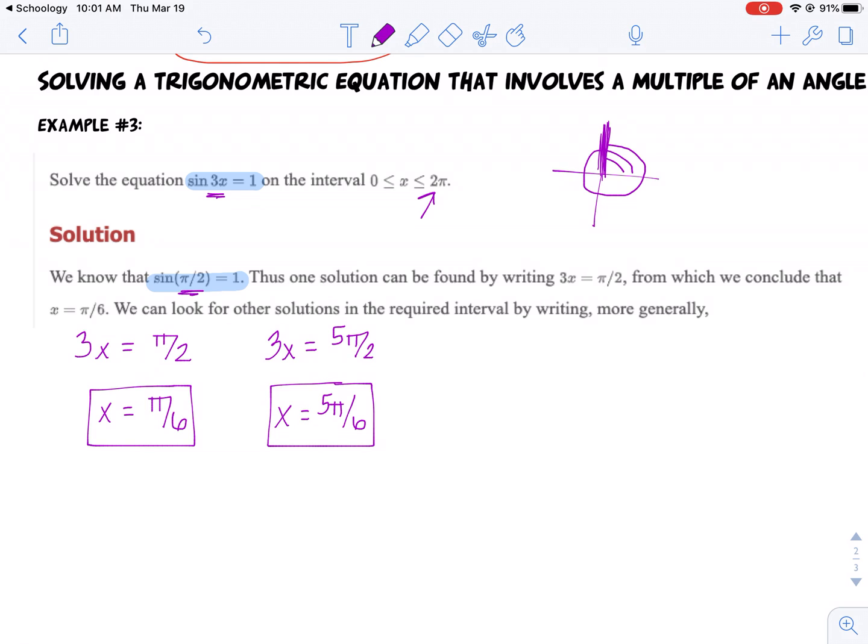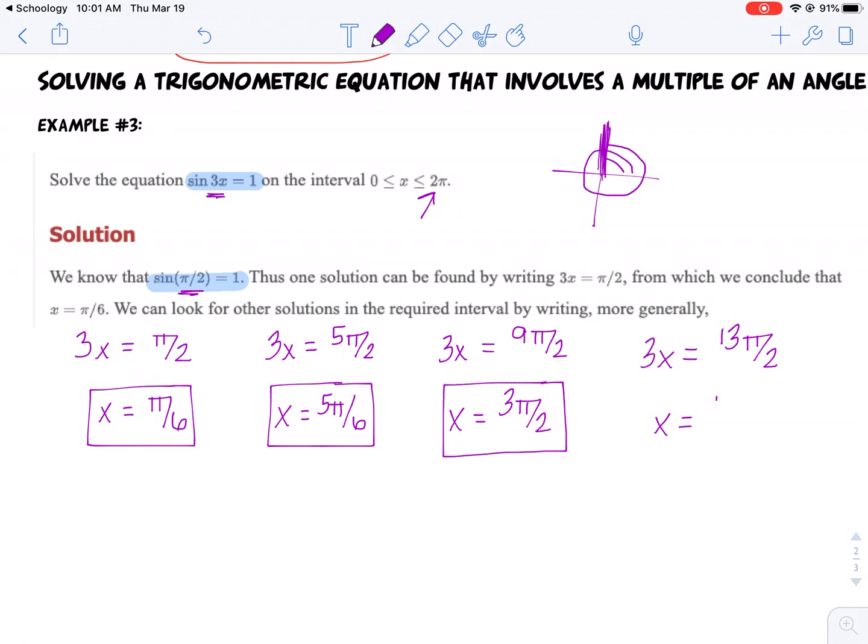Well, let's do another rotation on my unit circle. 3x could equal 9 pi over 2, because sine of 9 pi over 2 is 1. So it's another rotation on my unit circle. So x in this case would be 3 pi over 2. Okay, I'm getting there. Getting closer to 2 pi. I'm not there yet, so let's do another rotation. 3x could also equal 13 pi over 2. Well, when I do this division, x actually equals 13 pi over 6.